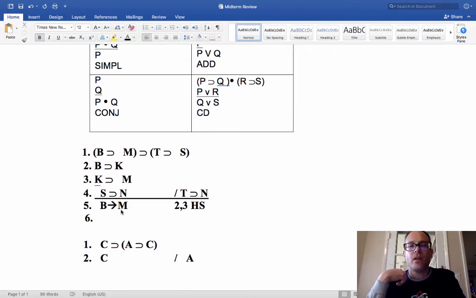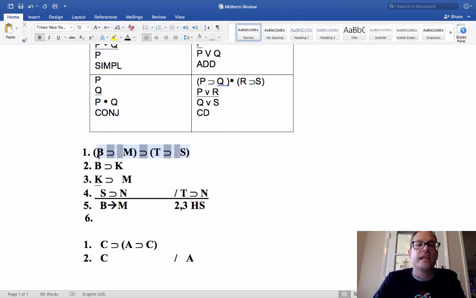Always when you complete a line of a proof, you want to ask yourself, is there something I can do now that I haven't been able to do before? And when I look at line 1 and line 5, I see it. And hopefully when I draw your attention to it, you can see it too. Notice that I can do modus ponens on line 1.